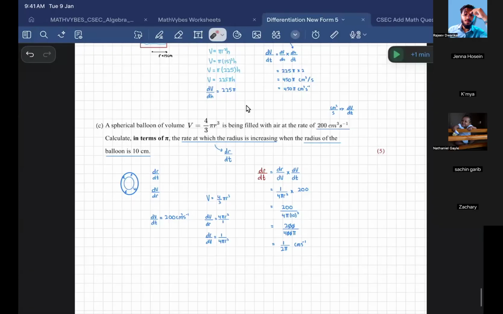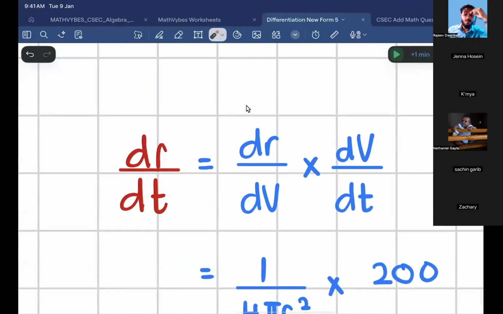Okay, so look, if they tell you to find dr/dt, dr goes on top, dt goes in the bottom. Then you just have to figure out what other parameter it has. The other parameter it has is v. So dv. Now it's just up to you to find what dr/dv is.